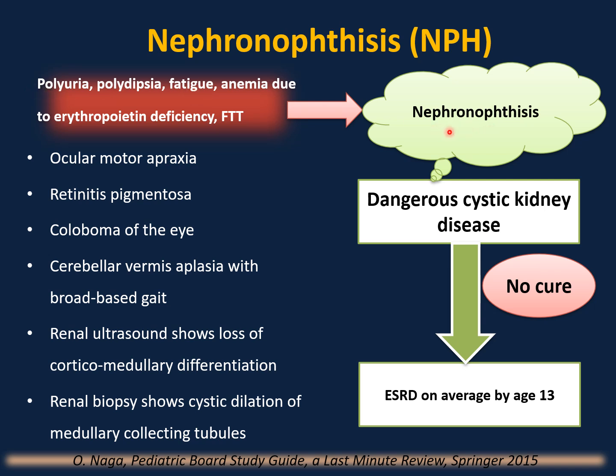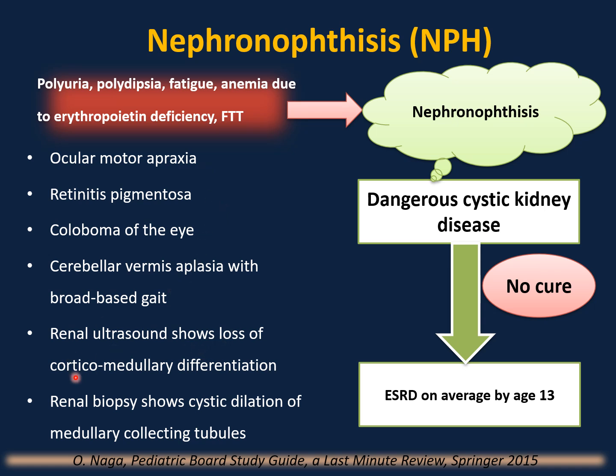Think about nephronophthisis. This is a dangerous cystic kidney disease with no cure, progressing to end-stage renal disease around age 13 and requiring renal transplant or dialysis. It is associated with extra-renal manifestations, for example, ocular motor apraxia, or inability to move the eye horizontally, retinitis pigmentosa and vision loss, coloboma of the eye, ataxia, and this is well known as Joubert syndrome, also can be associated with other syndromes.